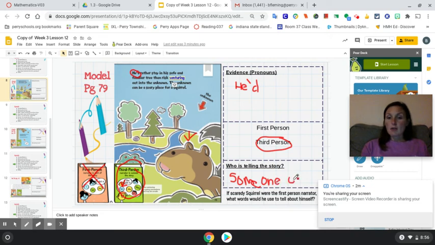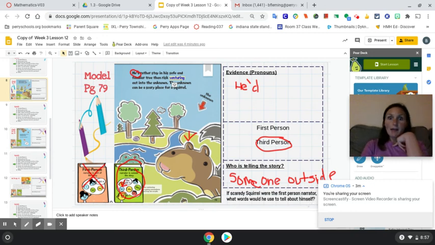You would be able to write this a little bit quicker than me because I'm writing it in pen. But I would write outside, and if I wanted to spend a little more time, I would say of the story, but I'm just going to say someone outside. And then there's a little question for me to answer. It says, if Scaredy Squirrel were the first person narrator, what words would he use to tell about himself?